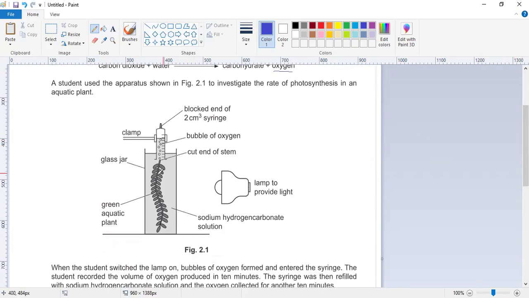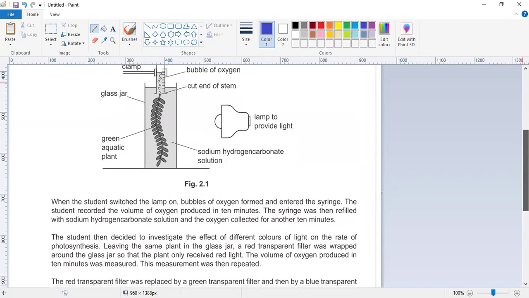See, this is a green aquatic plant. This is the gas jar. A solution of hydrogen carbonate is there, and we can see the bubbles here, and it was connected to the clamp so that it can be kept in this erect position, and the end of this syringe is blocked so that there would be no effect of the air or atmosphere. And from here, we are providing light for photosynthesis.